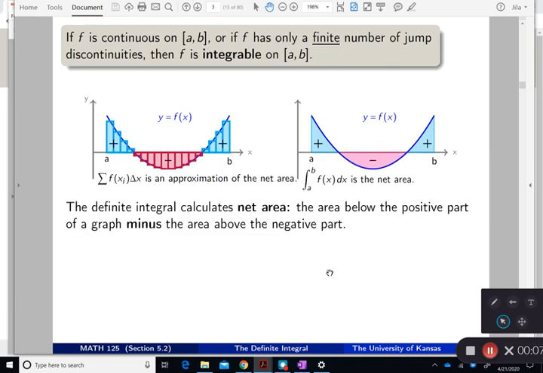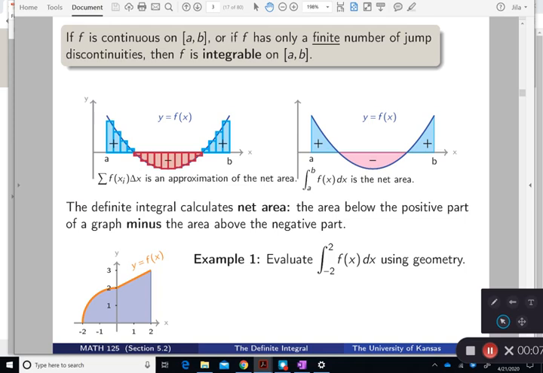And so basically the definite integral calculates the net area: the area below the positive part, minus the area above the negative part. And so look at this one. If I don't know how to do this with limits, but I may have other tools in my pocket to calculate the integral from -2 to 2 of f of x dx.